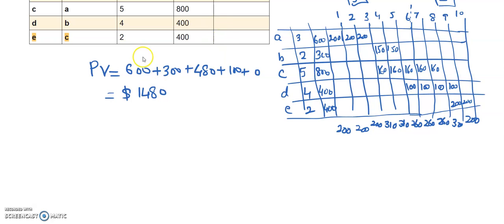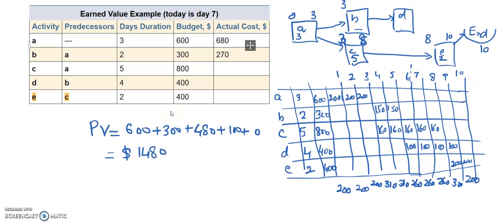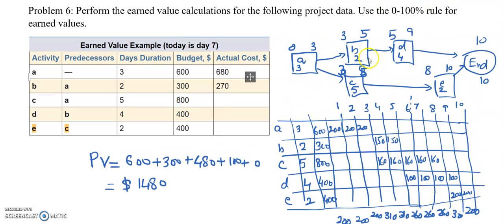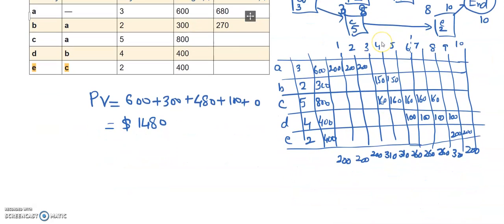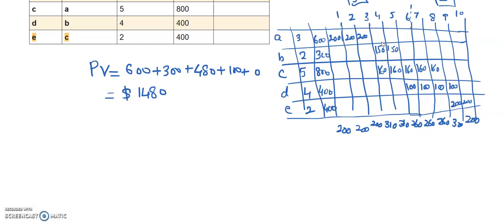So after the calculation of the planned value, we can calculate the earned value. For the earned value, we have been asked to use the 0 to 100% rule. By this rule, we will apply the values in such a way that any activity, if it has not completed, the earned value on that activity will be considered as 0.